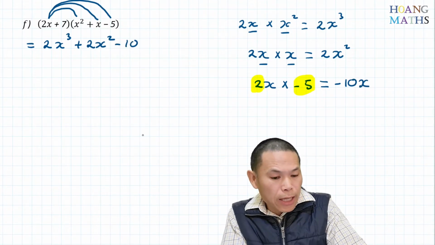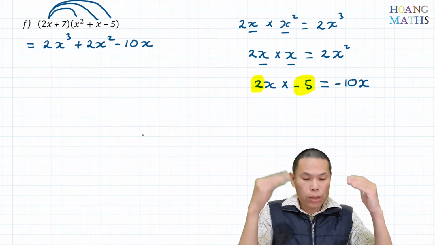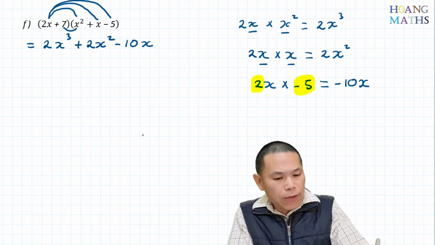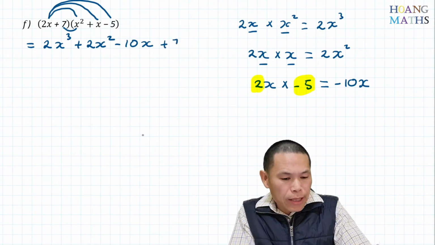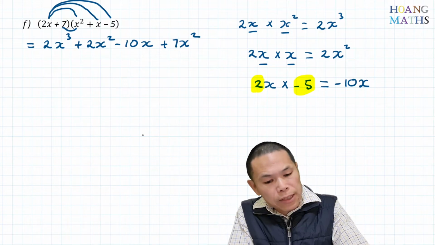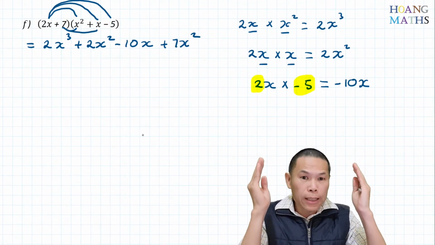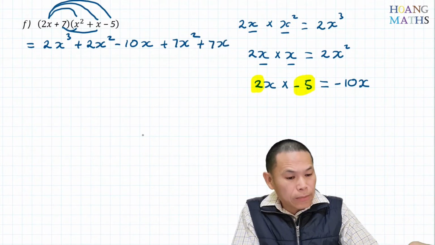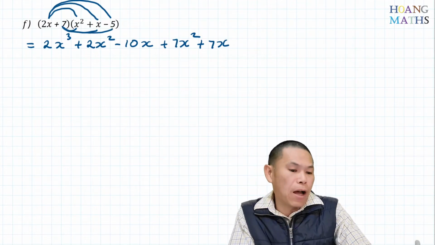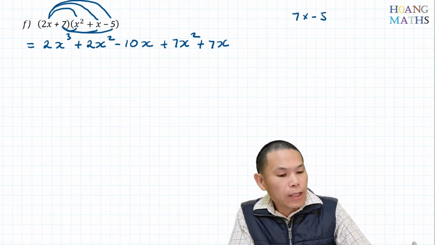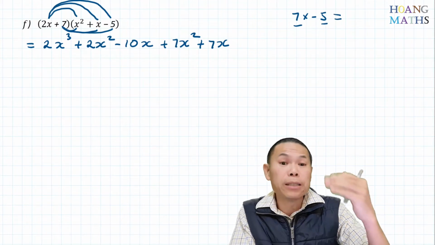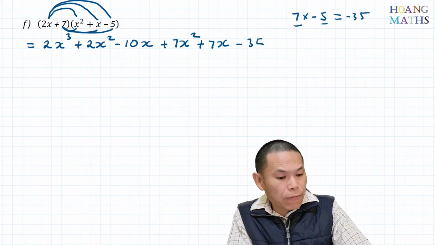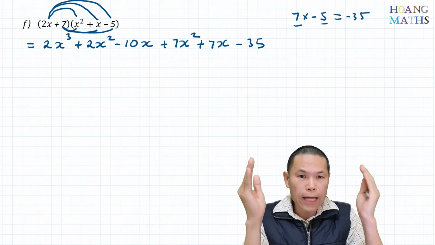So minus 10x. And now we go with the 7 times x squared. So 7 times x squared is 7x squared. So we plus 7x squared. And we have 7 times x. So 7 times x is 7x. So plus 7x. Now we go 7 times negative 5. 7 times 5 is 35, but it's a positive and a negative. So it should give you negative 35. Just write minus 35.